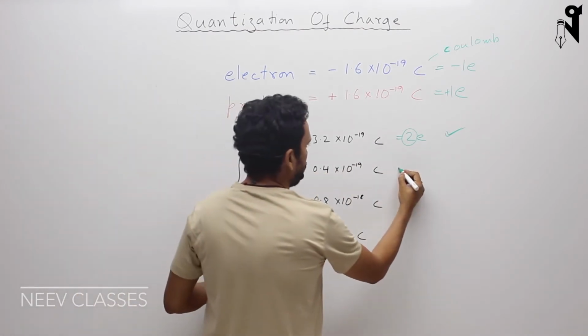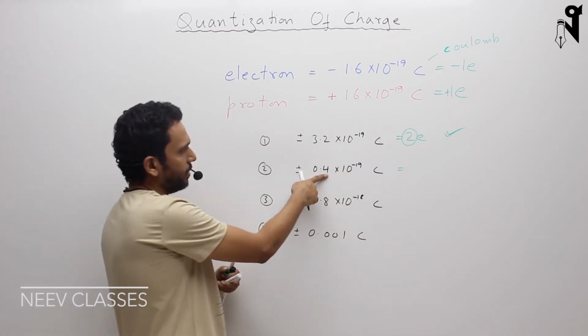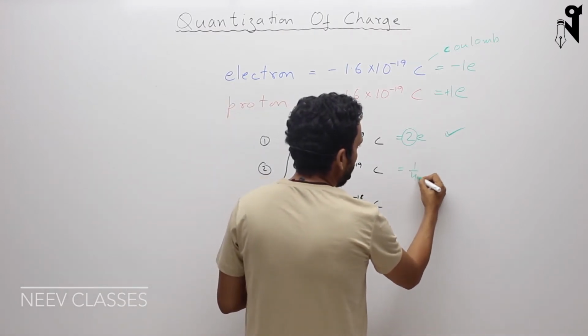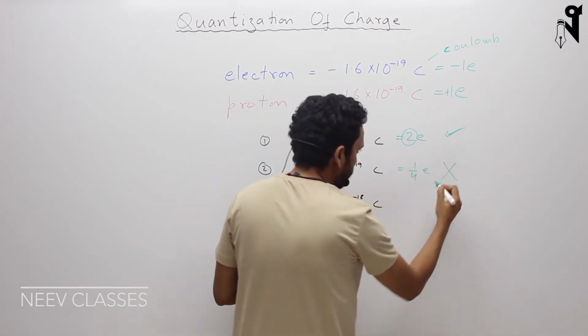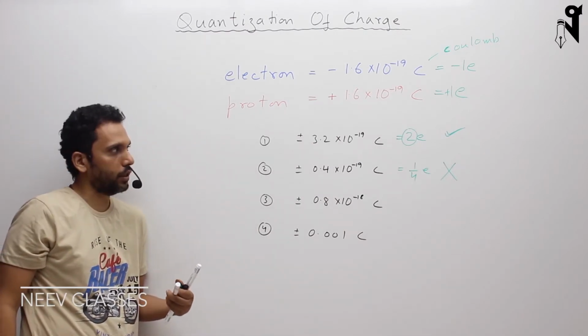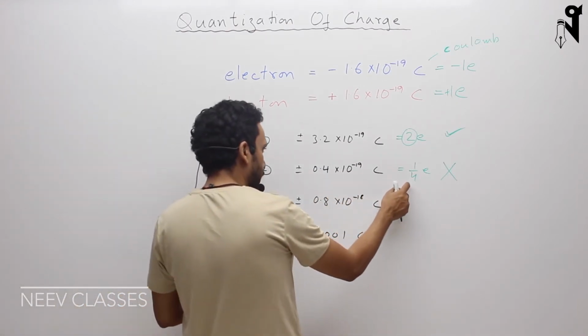Now what about this one? 0.4 into 10 power minus 19. How much of an e is it? It is 1/4 of an e, which is not possible. You can't have a fraction of an e. You can have 2 e's, you can have 10 e's, you can have a billion e's, but you can't have a fraction of an e.